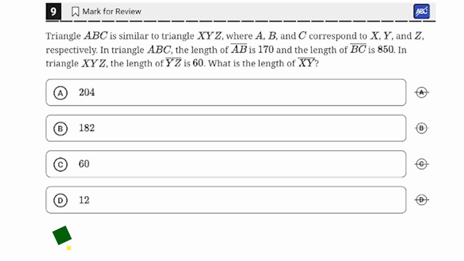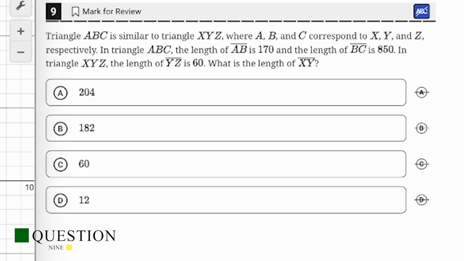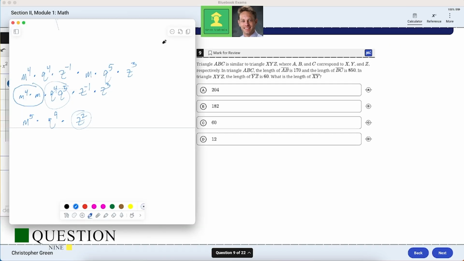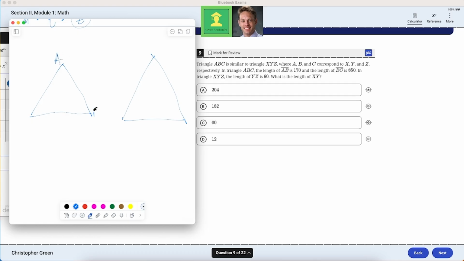Triangle ABC is similar to triangle XYZ, where A, B, and C correspond to X, Y, and Z. So you should always draw the picture for a geometry question when it's not given. So they're not necessarily right triangles, and in fact, they could look like anything, but just for very approximate purposes, A, B, C, X, Y, Z, and they correspond in that order.